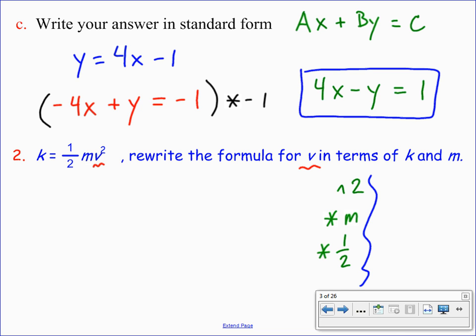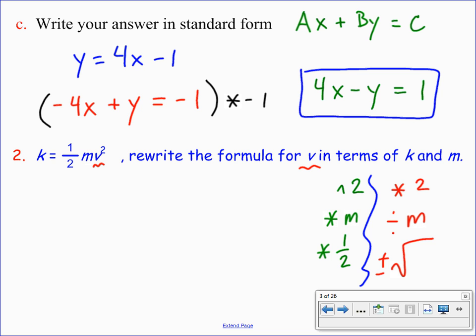If my last thing was timesing my 1/2, the first thing I'll do to solve is divide by 1/2. Keep in mind that dividing by 1/2 is the same as multiplying by its reciprocal. So multiplying both sides by 2 will be my first step. Undoing multiplication of m, that's easy. I'll divide by m, and undoing squaring, that's where I need to consider the positive and negative, right? Two possible answers when we undo our squaring with a square root. Let's go ahead and apply those steps now.